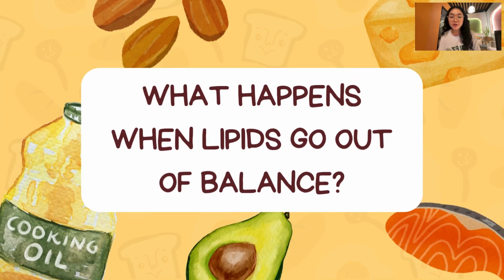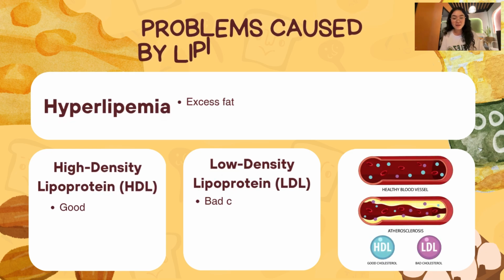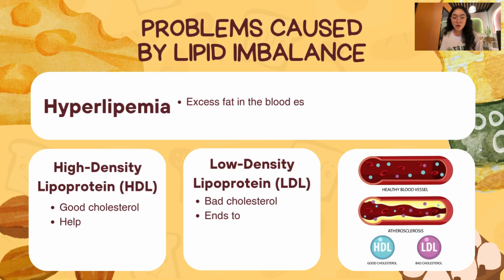So after learning how lipids help with cell communication, let's now talk about what happens when things go wrong, when lipid levels go out of balance. This topic is important because lipid imbalance is a major cause of heart disease, stroke, and other health problems. So when we say lipid imbalance, we're referring to too much or too little fat molecules in the blood.